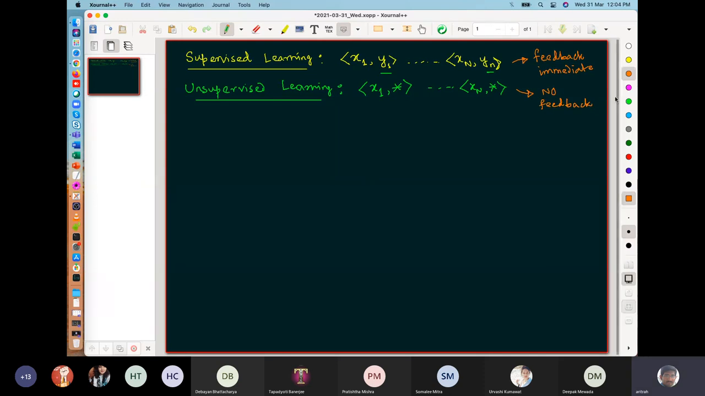So this week, today and tomorrow, we will look into a third category of learning, intermixing these two, where the training data in our hand is a mixture in between. That means we do not have an immediate feedback, but it is not the case that we have no feedback at all. Our training data consists of certain inputs, and the feedback we get is what we call delayed feedback.